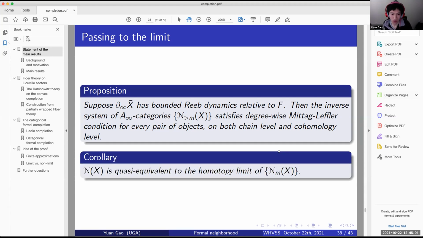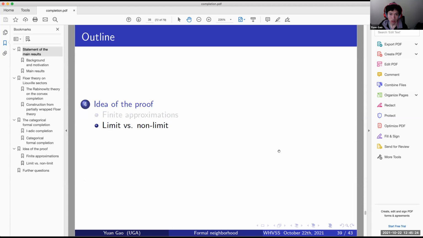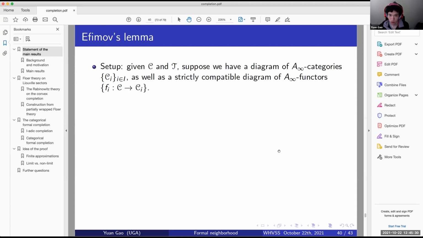So the corollary of that is that there is a natural functor from the category N to the homotopy limit of this inverse system, and it is a quasi-equivalence. So we have just expressed the category N as a homotopy limit of some diagram. Then we'll compare this limit with the non-limit definition of the formal completion. So again, it's basically the key lemma that Efimov uses to prove his result for the algebraic geometry completion.